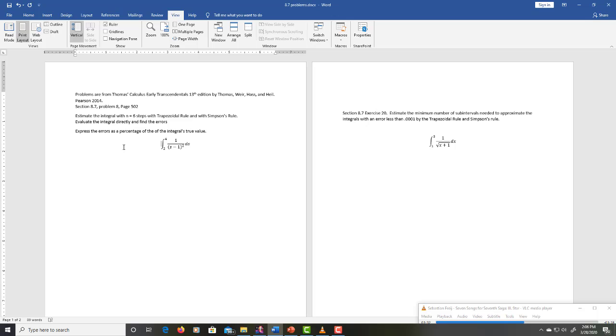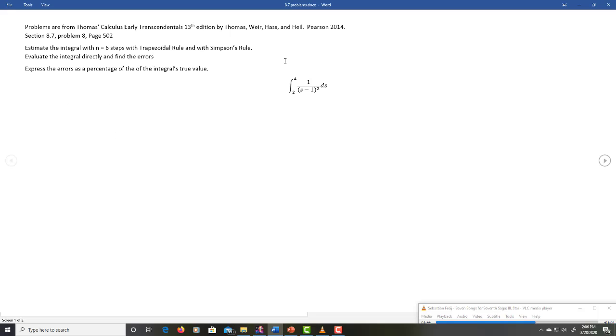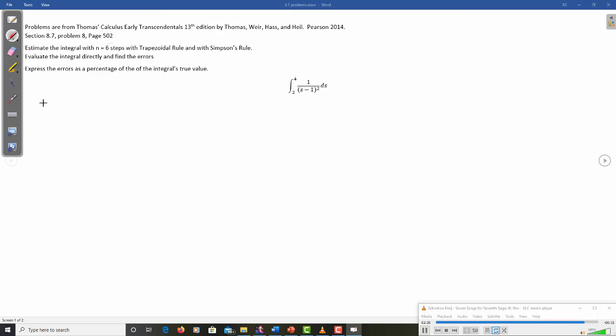So we're going to use both trapezoidal rule and Simpson's rule. Then we're going to find the integral directly and find the errors. Then we're going to express the errors as a percentage of the integral's true value. Alright, let's start off here.